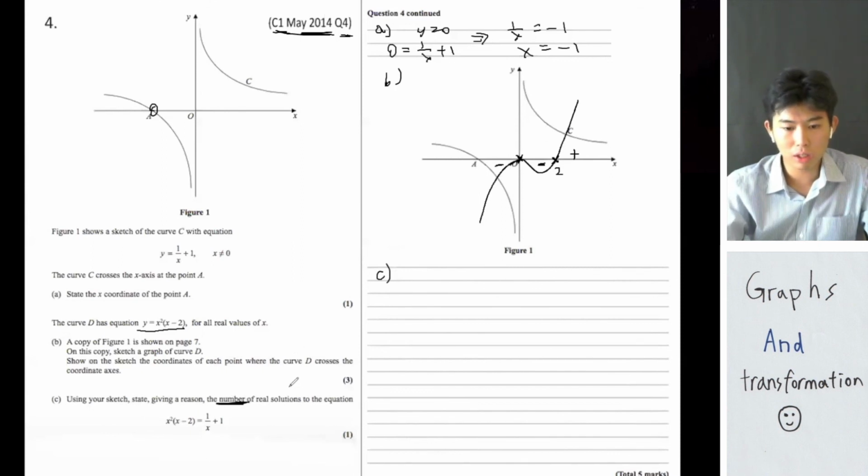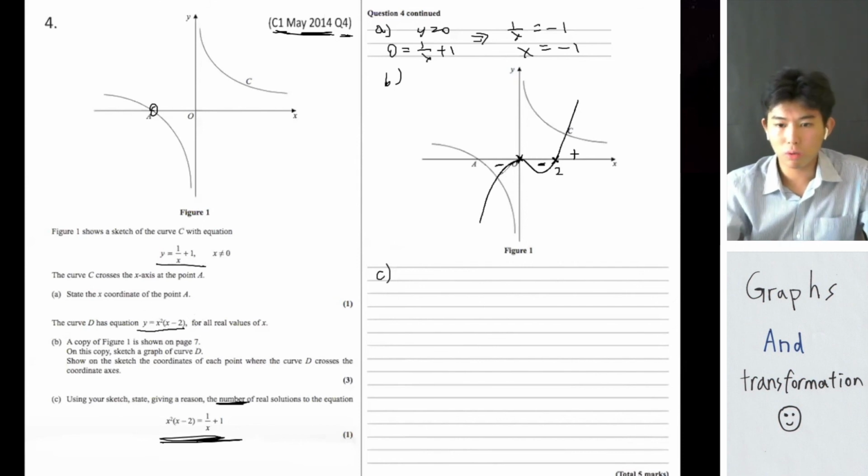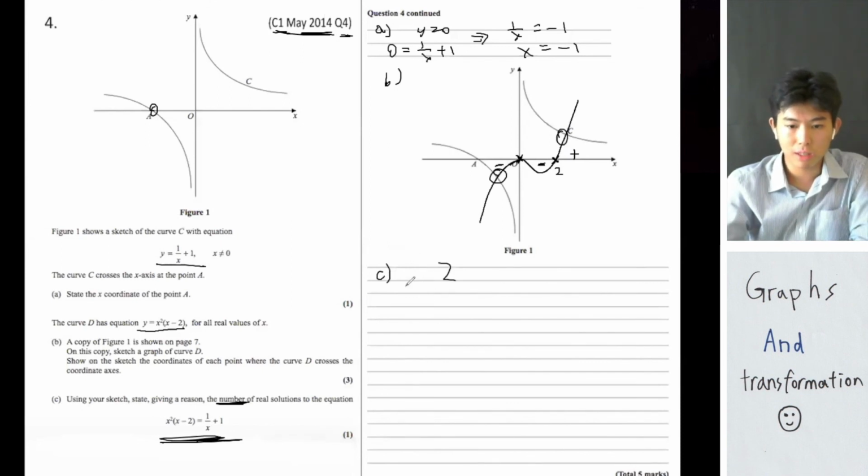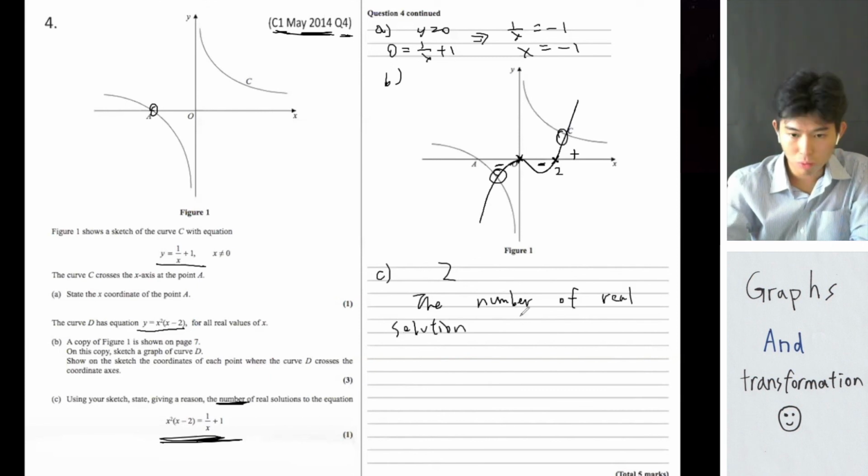And for part C, they want us to use this sketch to find the number, okay, not the value of x or something, just the number of real solutions to the equation of these two, the intersections. So we can obviously see there are two very clear intersections, which is 1 and 2. So the answer would be 2. Or we can write it in a complete sentence. The number of real solutions would be 2.